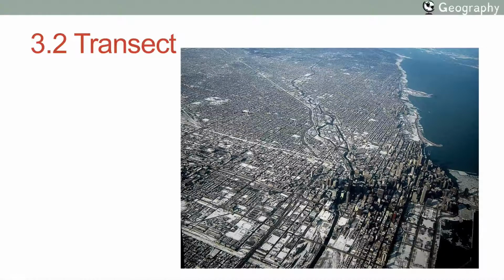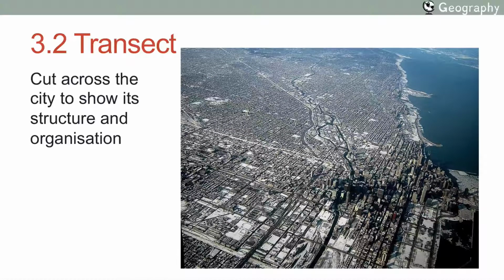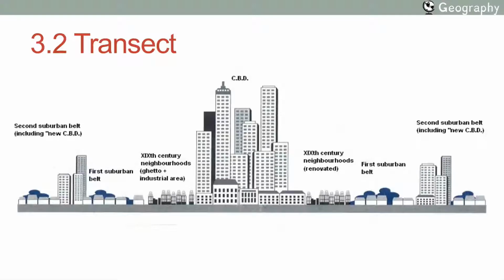Okay, now what is a transect? A transect is a cut across the city to show its structure and organization. Let's cut Chicago, like here, from east to west. And what does this cut give us? You see the CBD in the center. You see the 19th century neighborhoods on the sides, the first urban belts and the second suburban belts, including the new central business districts.